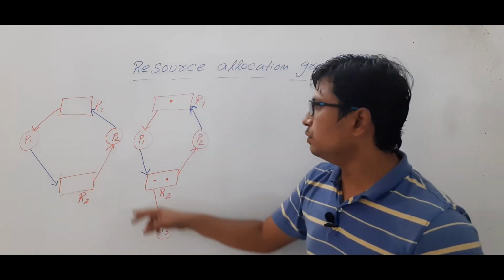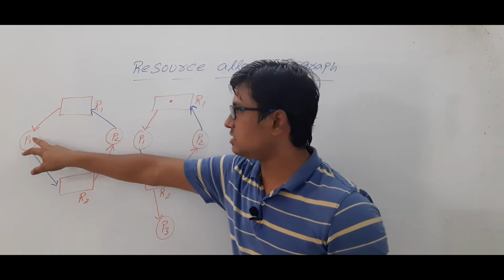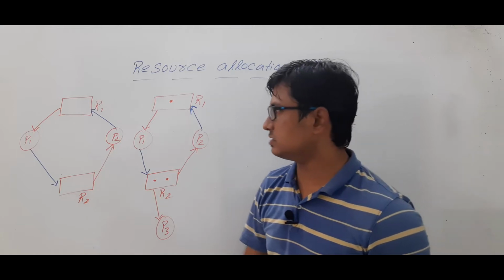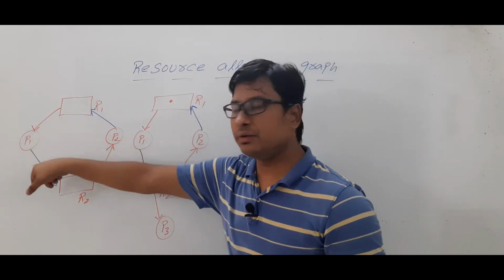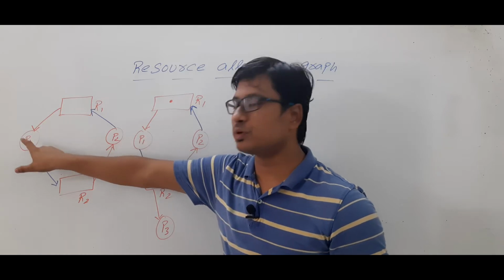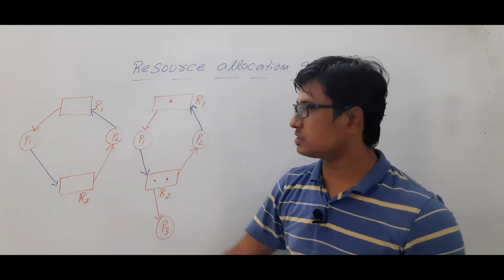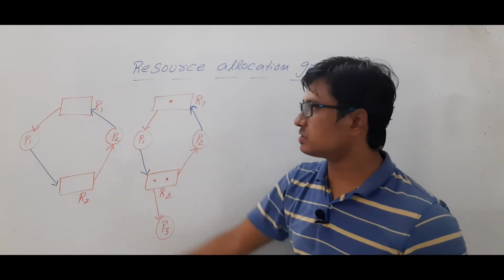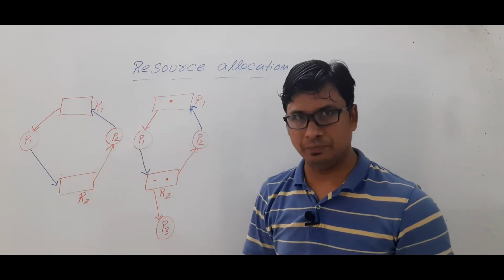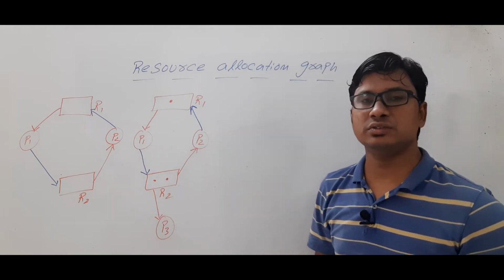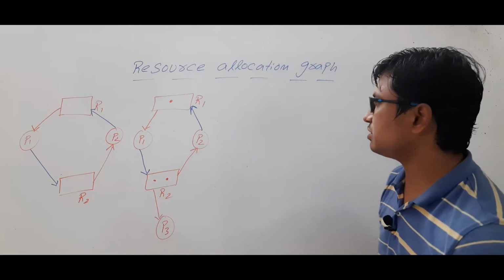Look here, you have two types of vertices: one is represented using the circle and another one is represented like this. Whenever you have a representation in the circle, it is called a process. So you have two processes, P1 and P2, and you have two resources, R1 and R2. In the resources we have single instance resources and multiple instance resources.